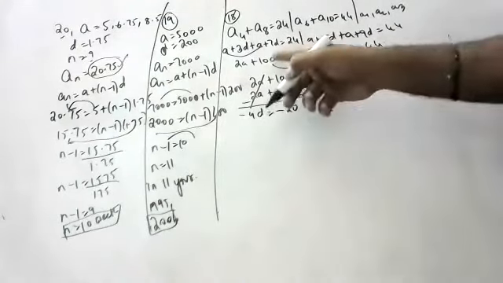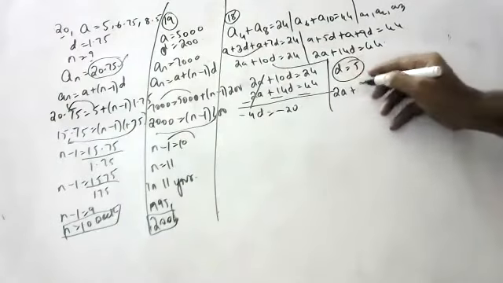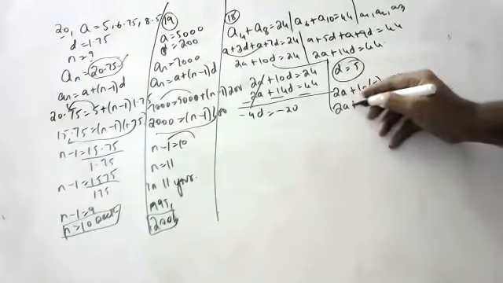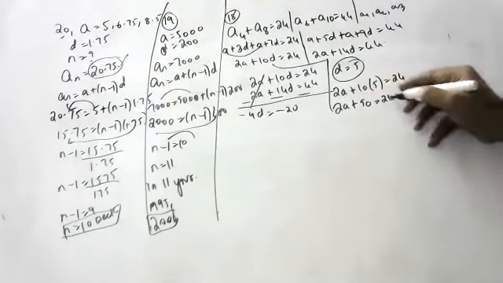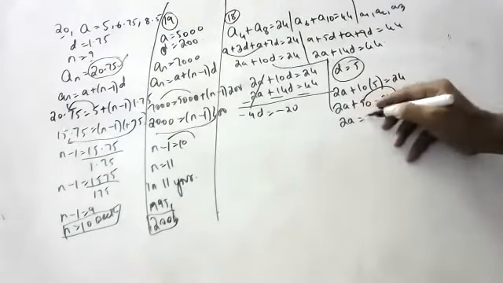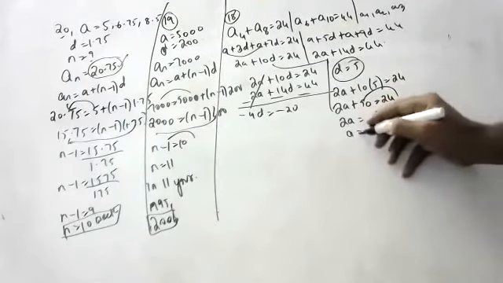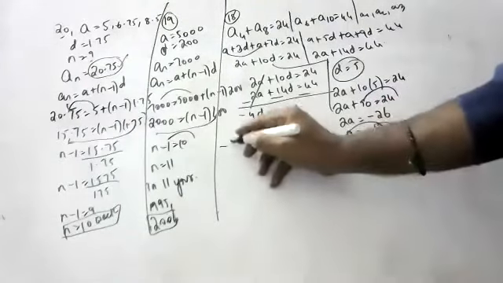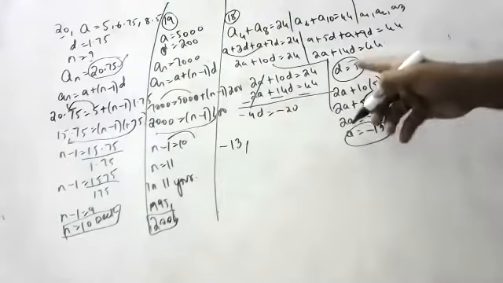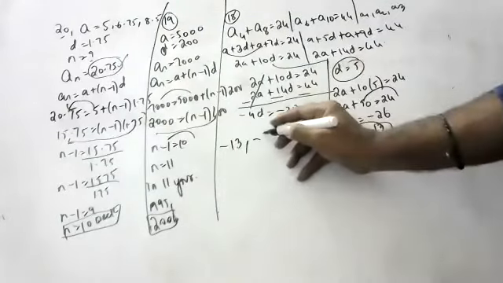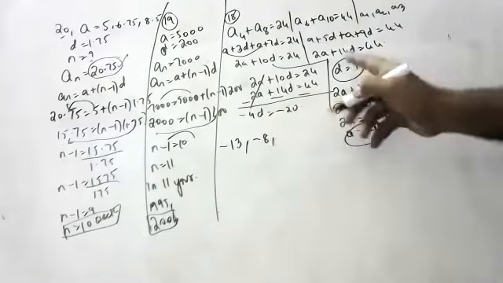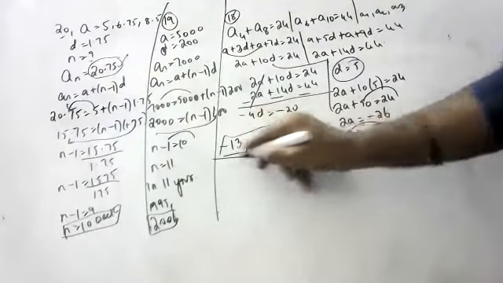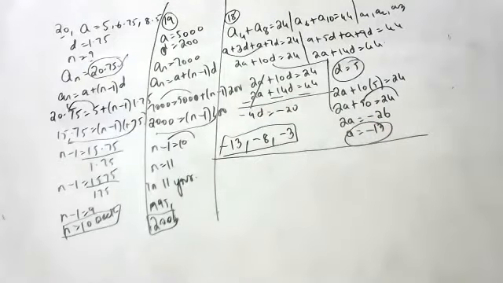D is equal to 5. Substitute D is equal to 5 here. 2A plus 50 is equal to 24. 2A is equal to minus 26. A is equal to minus 13. So first term is minus 13. Minus 13 plus 5 is minus 8. Minus 8 plus 5 is minus 3. The first 3 terms of the AP are minus 13, minus 8, minus 3, children.